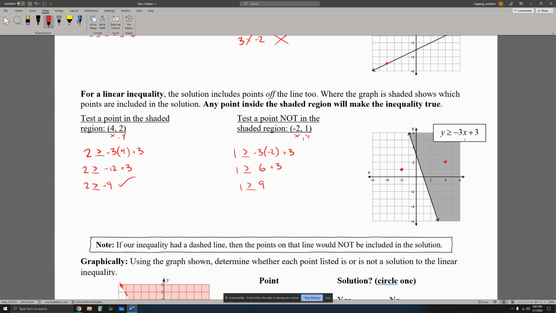And then we have to ask ourselves, is 1 greater than or equal to 9? The answer here is false. This is not true. Whereas when we chose a point in the shaded region, that was true. Because this inequality here on the right is false, we know that the point negative 2, 1 is not part of the solution set because it led to a false inequality.